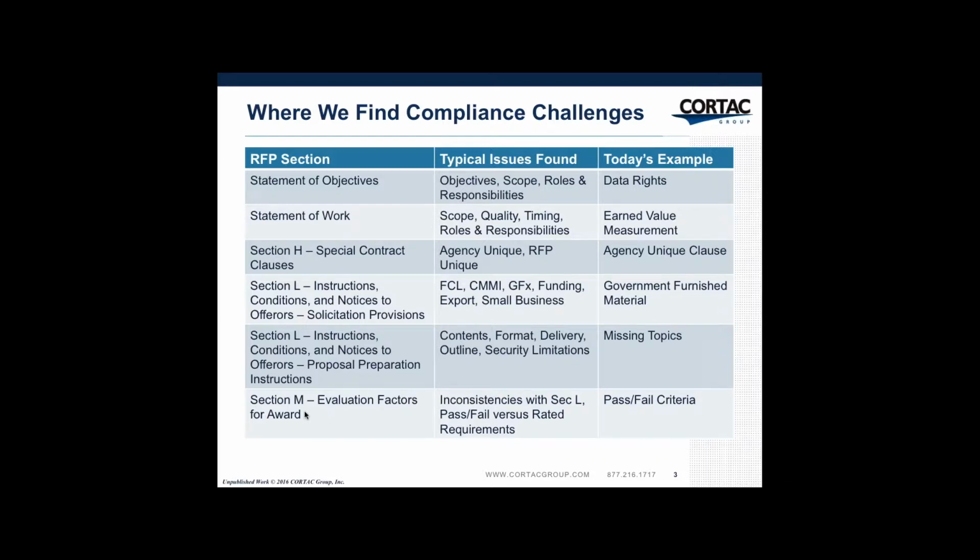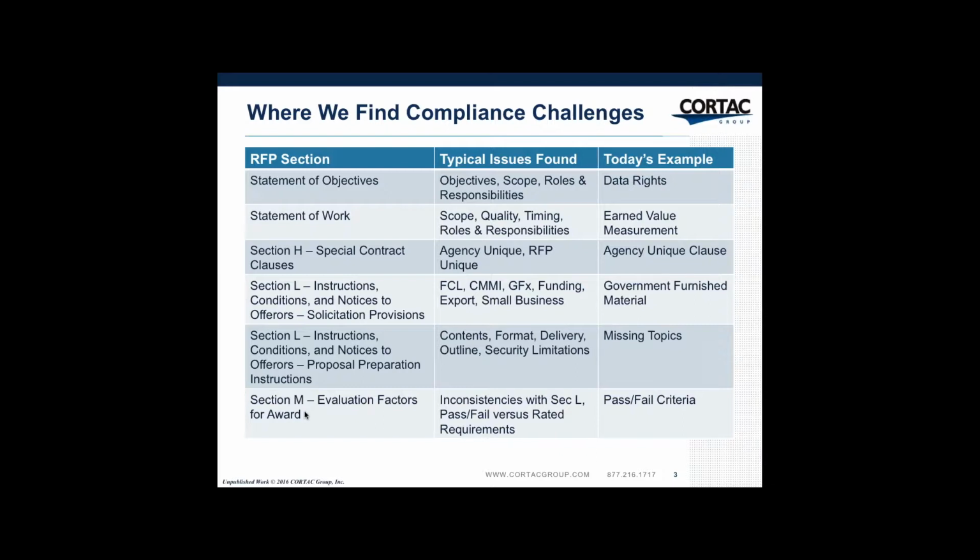We see things in statement of objectives. These are our top-level statement objectives that usually talk about what the overall goals of the government are. They talk about scope, roles, and responsibilities. And today we're going to talk about a data rights item that came out of a statement of objectives.